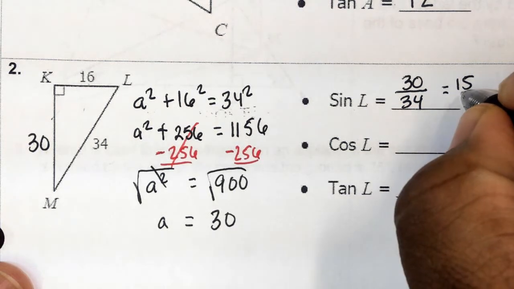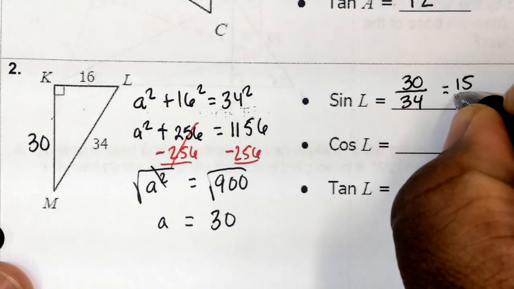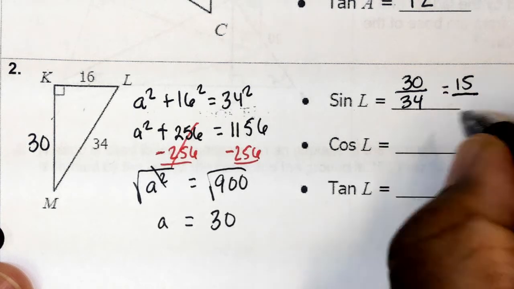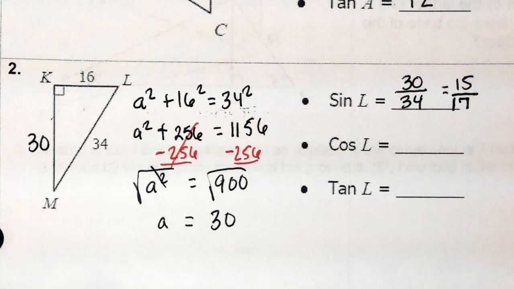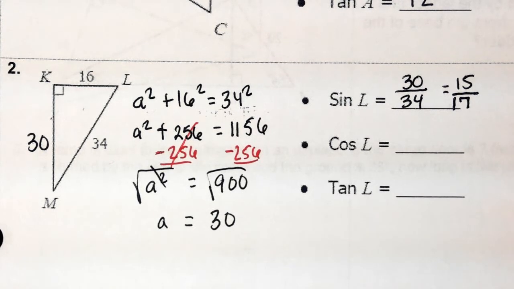You might not know that off the top of your head. 17. So 15 over 17. Well, 17 is a prime number, so I can't reduce it further. So we're done on that one. That's simplified. The next one is cosine of angle L.